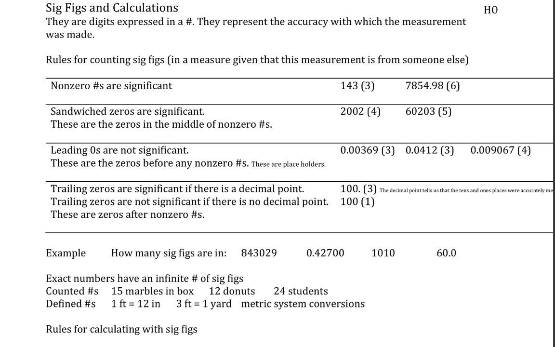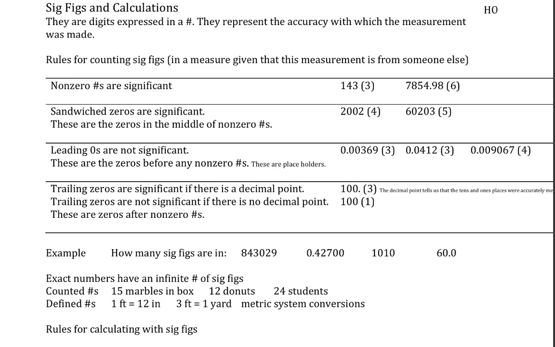The number 0.0412 has 3 sig figs also. The 2 zeros are leading. They are not significant. The number 0.009067 has the first 3 zeros, leading zeros, not significant. The 0 between the 9 and the 6 is a sandwiched 0. It is significant, so that number has 4 sig figs.